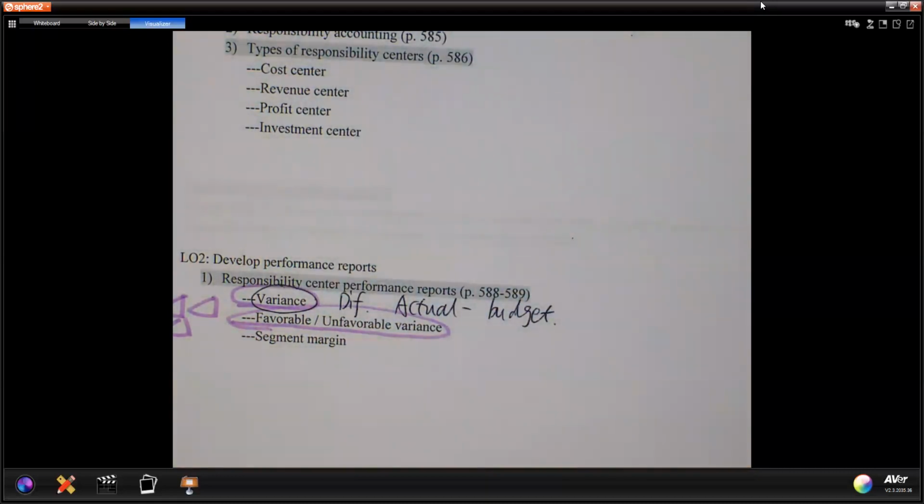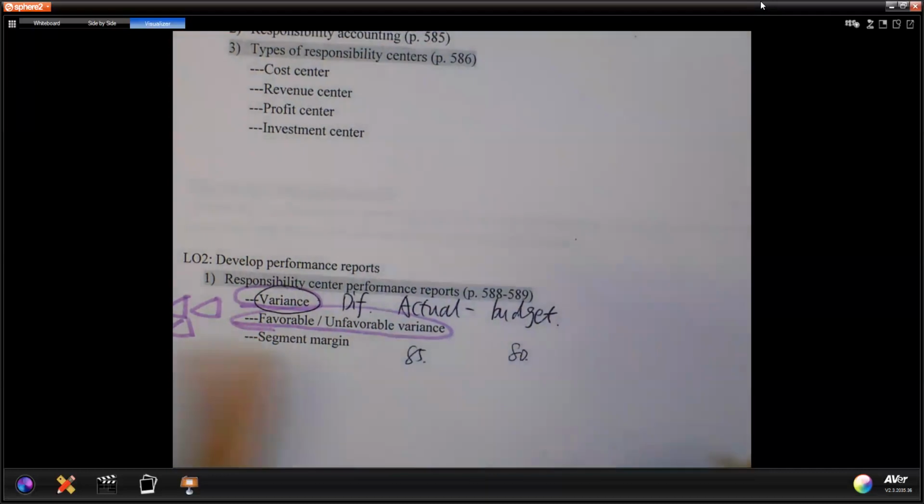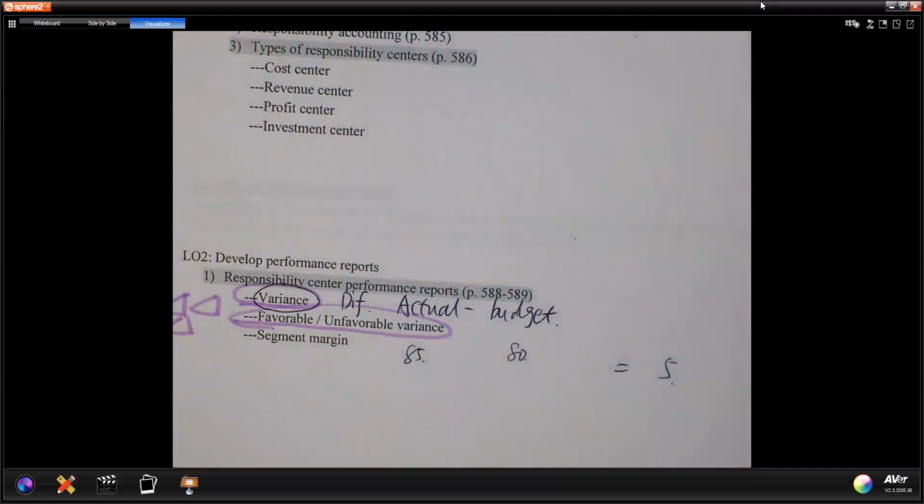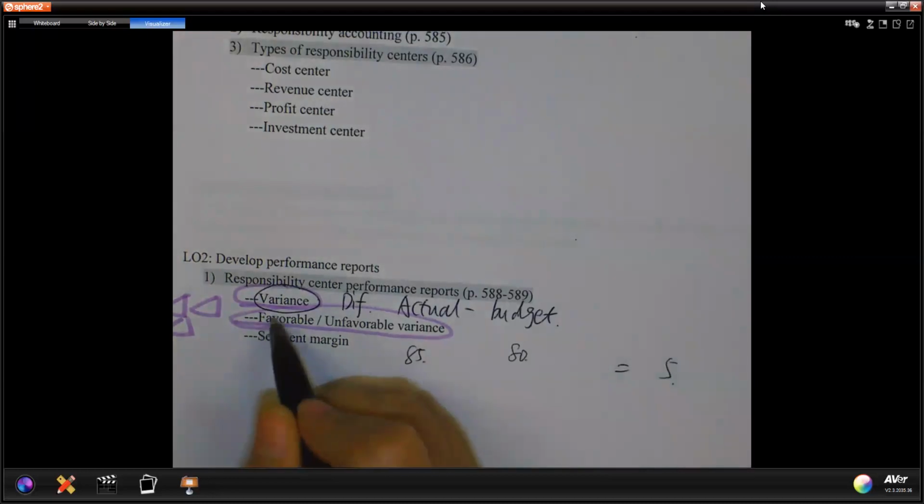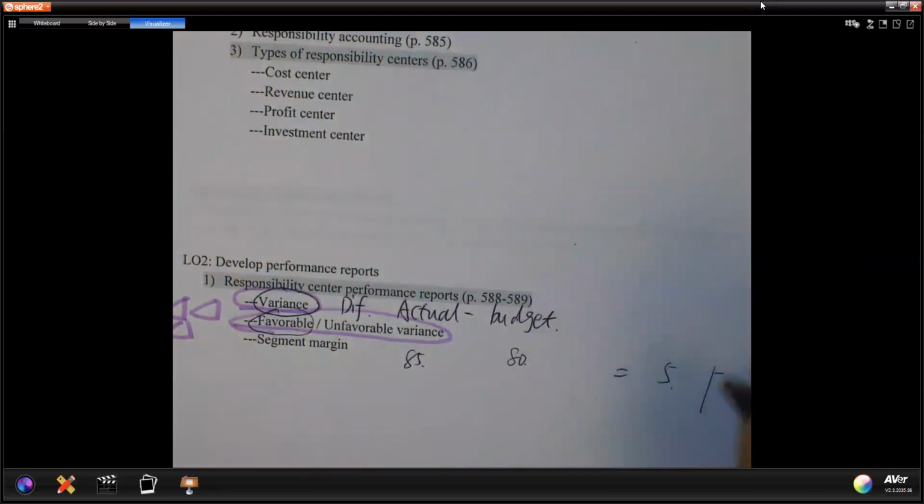Hey, you thought you will get 80 points in this class. So your budgeted is 80, right? But you got 85. So what's the variance? The variance is 5, and you are doing better than your budget. So what should we say in accounting? You will have favorable variance when your actual is better than the budget.